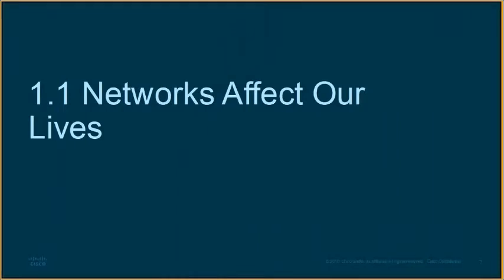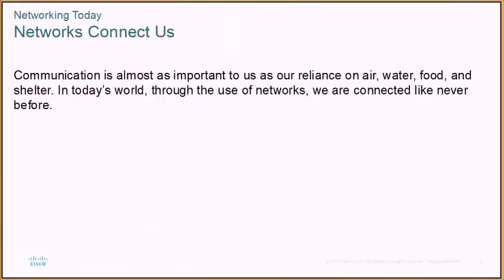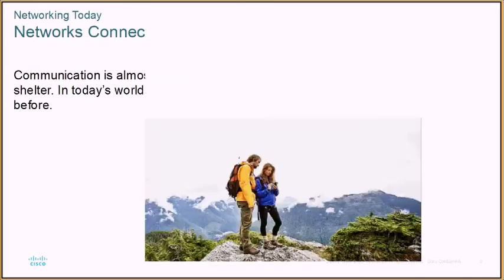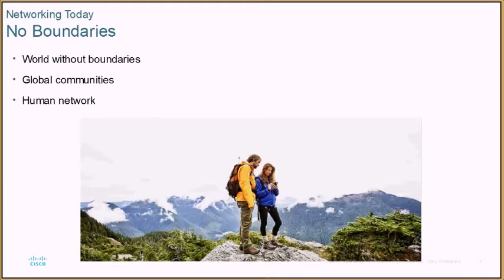Okay, so networks affect our lives. Communications is always as important to us as our reliance on air, water, food, and shelter. In today's world, though, with the use of networks, we are connected like never before. So basically, we have no boundaries. We have data connection just about anywhere on the planet, and if you've got satellite, I suppose you do have it anywhere on the planet. And so we all have global communities of people with like interests and the like, and the internet helps us to join our human network together.